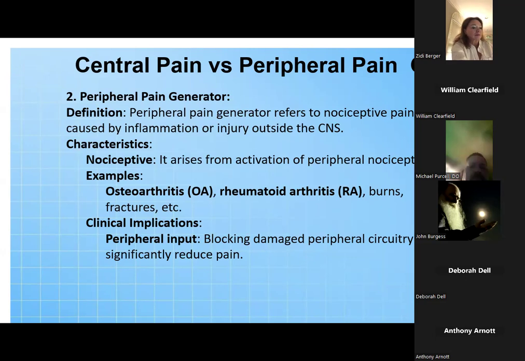Exactly. That's why we give them gabapentin, right? One of the medications for central pain is gabapentin because it's like a seizure. It's just firing pain signals without any external stimulus. So that's central pain.